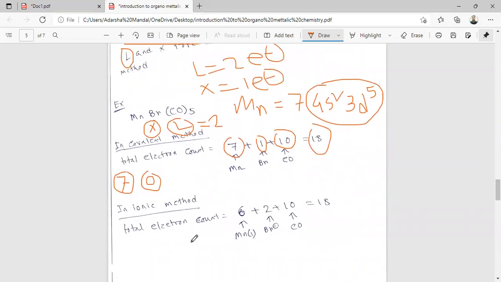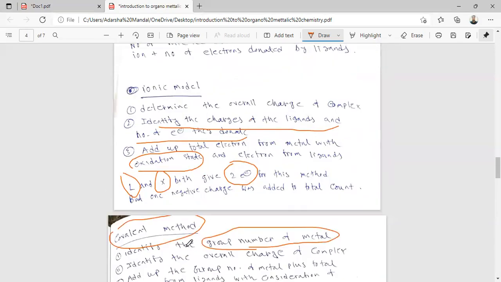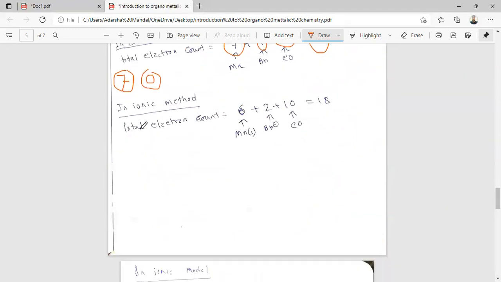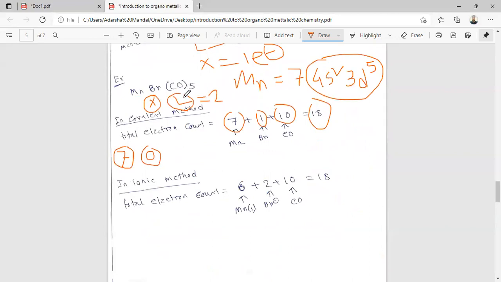So in the ionic method, we have to first determine the overall charge of the complex. So here the overall charge of the complex is 0, and next we will identify the oxidation state of the metal. So here the MnBr(CO)5 is in the +1 oxidation state.